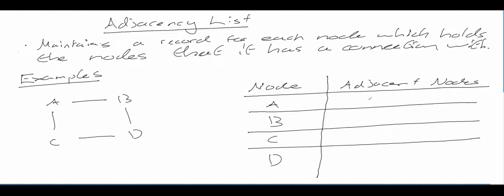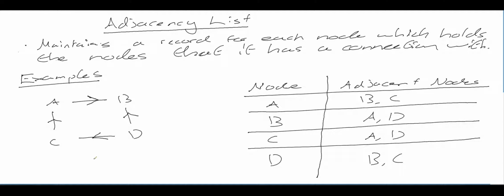Then in this adjacent nodes column, I'm going to write down for each node which nodes are adjacent to that node. So for example, for A, I'm going to write down B and C, just like that. Then I do the same for all of the other nodes. So for B I do A and D, for C I do A and D, and for D I do B and C. So that is our adjacency list, and it's as simple as that. It's just a list which shows all of the nodes in our graph and which nodes they're adjacent to.